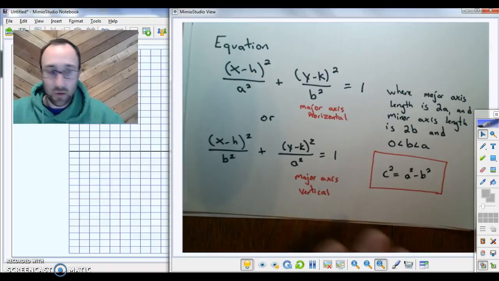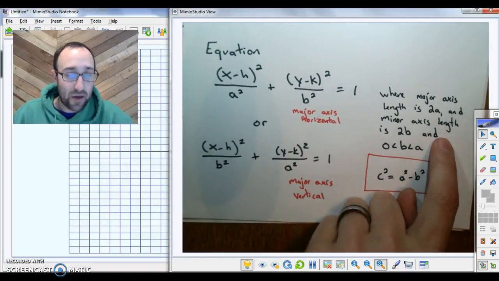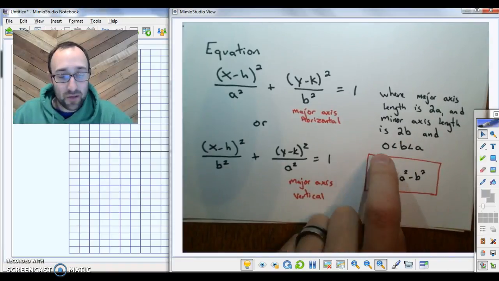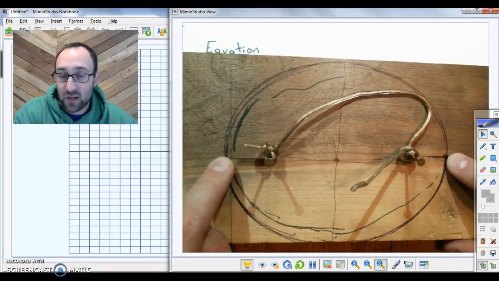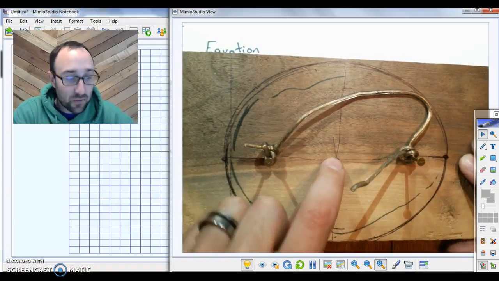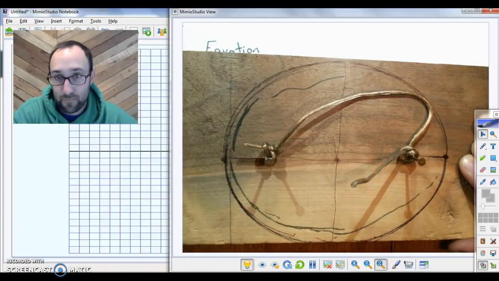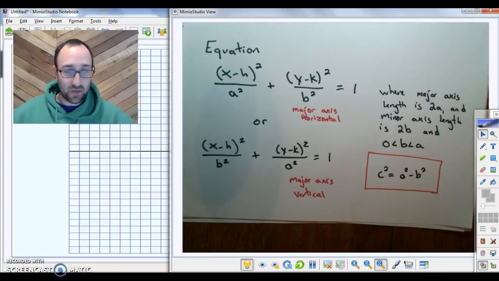Okay, good. Here are some things we need to know. Major axis length is 2a. The minor axis length is 2b. That means from vertex to vertex, from here to here, is going to be 2a. So a just goes from the center out to that point, and b goes from the center up to this point. The other thing we need to know is c squared equals a squared minus b squared.